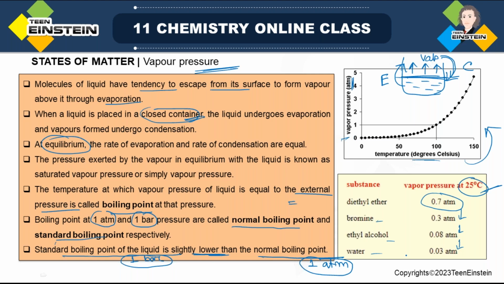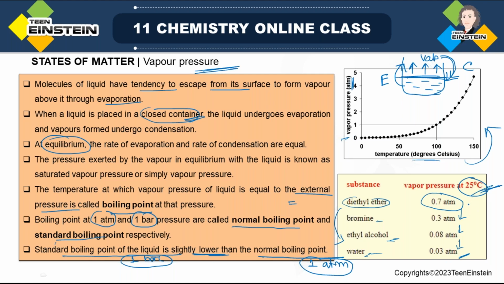with their boiling point. So diethyl ether has a very low boiling point, around 34 degrees centigrade. Then ethyl alcohol is around 78. Water is 100 degrees centigrade. So as you are moving down, the boiling point is increasing, and it is directly related to this vapor pressure.